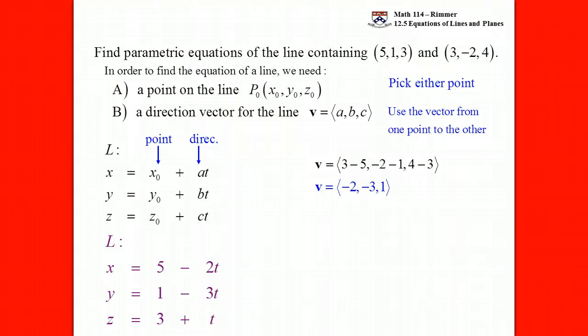I just want you to get the idea of what we're looking for when we say find the parametric equations of the line. It's a description of all points x, y, and z that are on the line. Okay? All right, great.